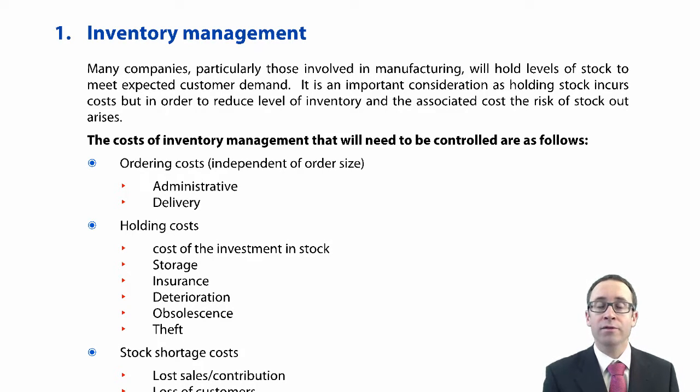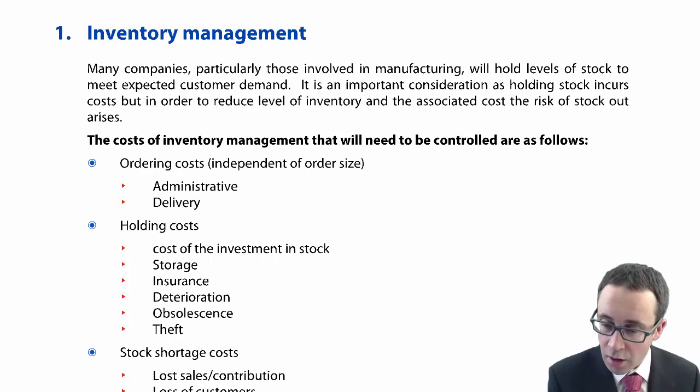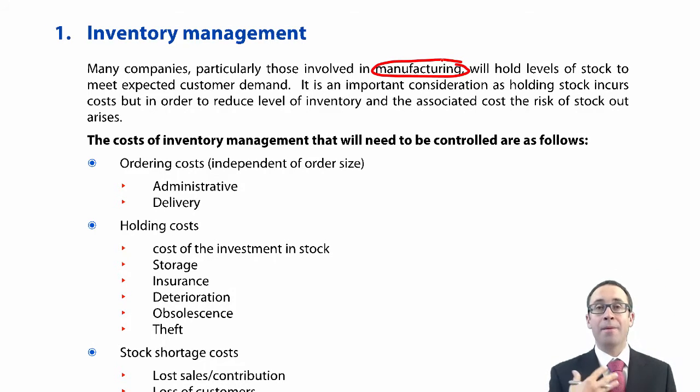When we look at inventory management, the key thing to consider is that the focus of our F1 syllabus is the manufacturing industry, whereby a business will purchase raw materials, subject the raw materials to a process, and that process then develops the finished goods, which are then sold on to our final customer, aren't they? So the focus here is on manufacturing. We're not concerned with the service industry.